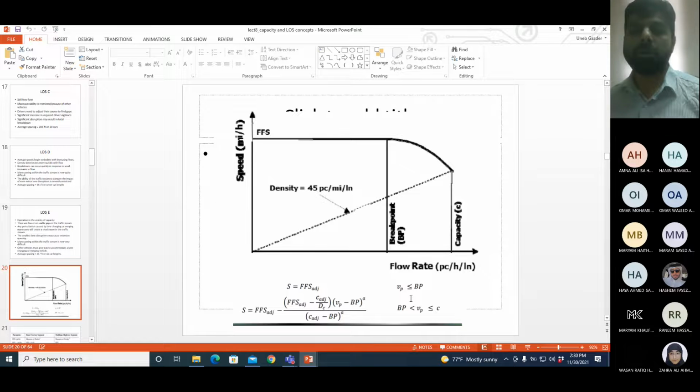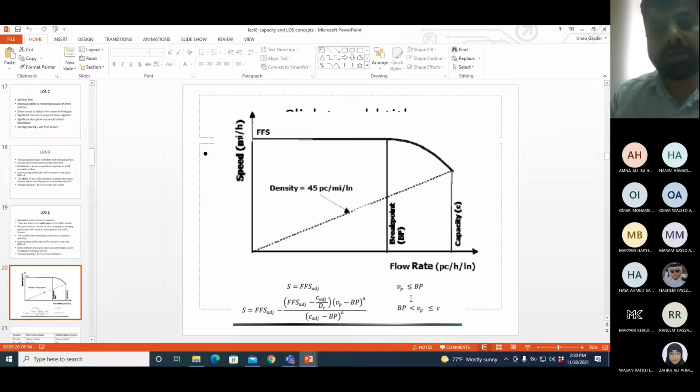Now this is the speed-flow curve which I was talking about, which is the major part of calculating capacity and level of service for multilane highways and freeways. Speed is on the y-axis, flow on the x-axis. In the speed-flow curve, you can see the first part of the curve is a horizontal line, and that horizontal line is at the level of free flow speed.